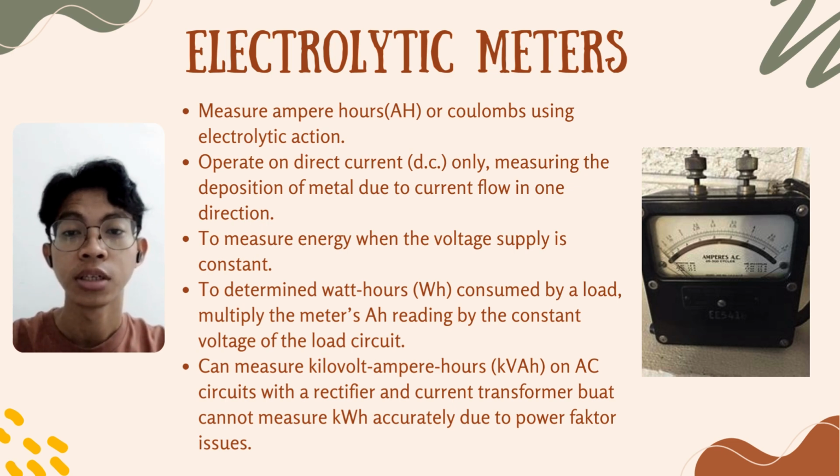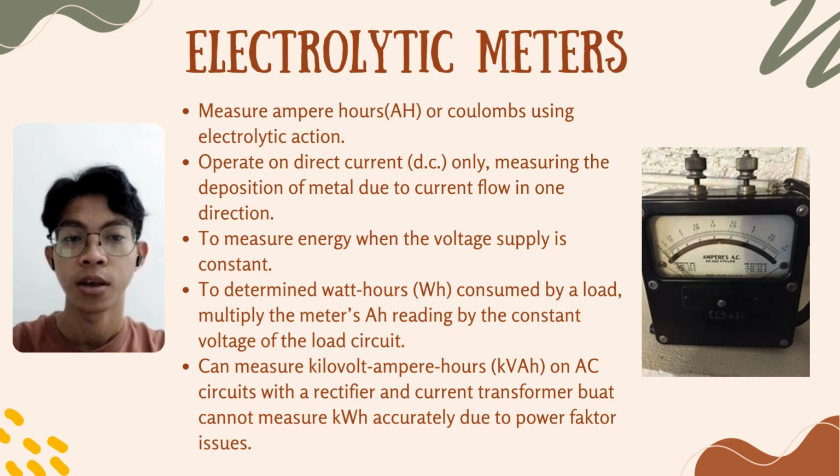This method is particularly useful for measuring energy consumption in situations where the voltage supply remains constant. By multiplying the meter ampere hour reading by the constant voltage of the loop circuit, one can determine the watt hour consumed by a load. Additionally, while electrolytic meters can be adapted to measure kilovolt ampere hour on AC circuit by using rectifier and current transformer, it cannot accurately measure kilowatt hour due to the complication arising from power factor variation.